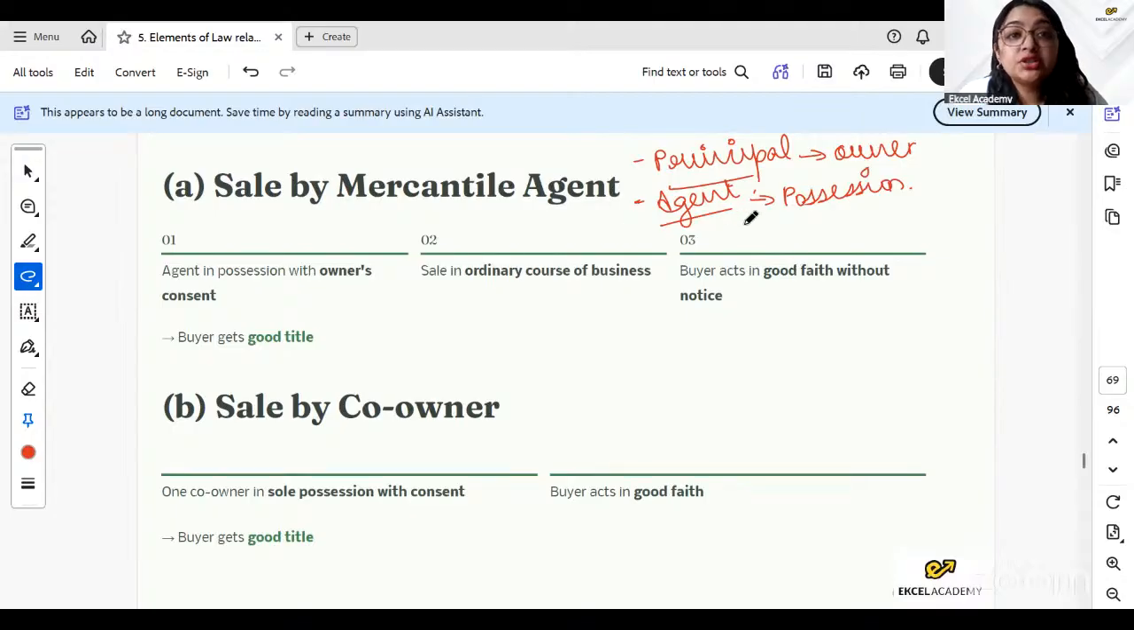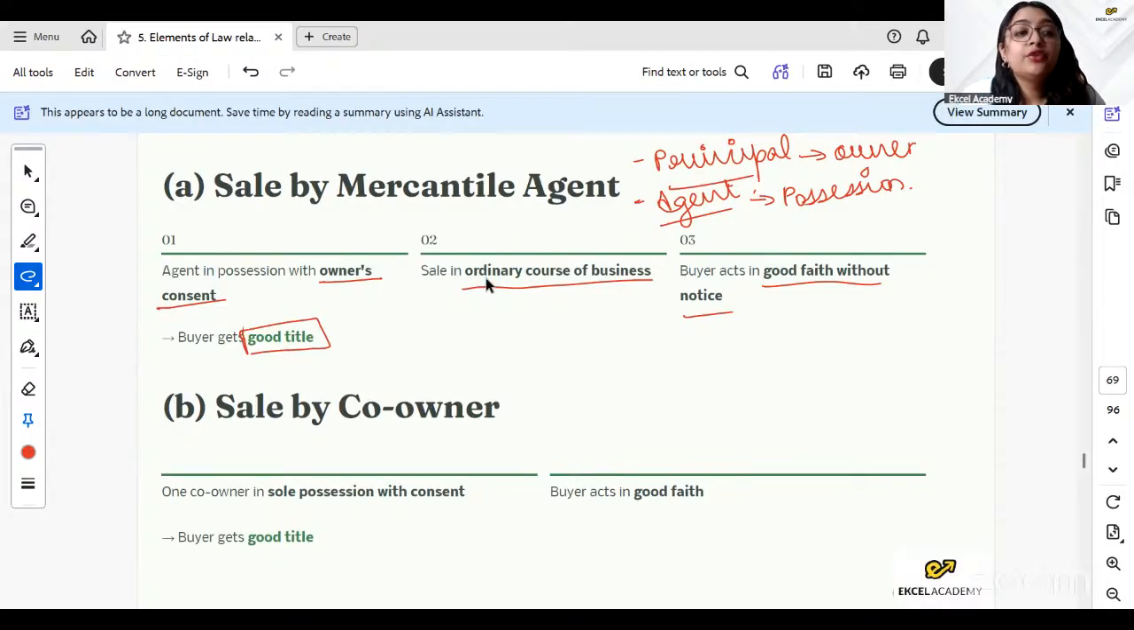But in case of agency, who sells the goods? Agent. Is he the owner? No. Right. So if the agent is in possession of the goods with the owner's consent, that is, he has goods with the permission of the owner, and sells it in the ordinary course of business, right? Let's say, for example, you are dealing in cosmetic products. If you are selling cosmetic products that are owned by the principal in your regular course of business, and the buyer acts in good faith without notice, the buyer gets good title.